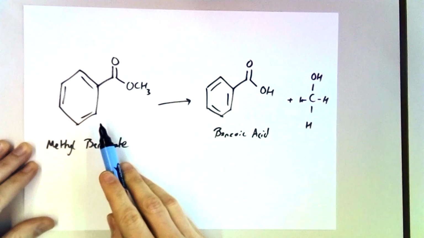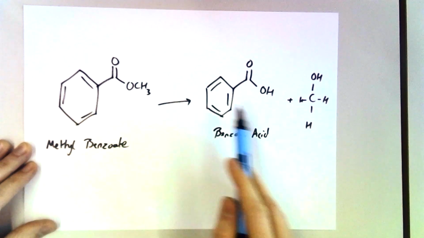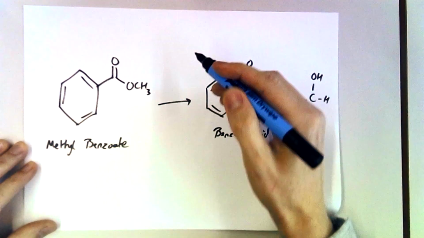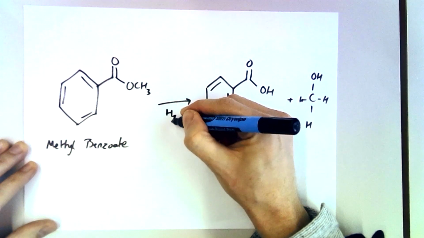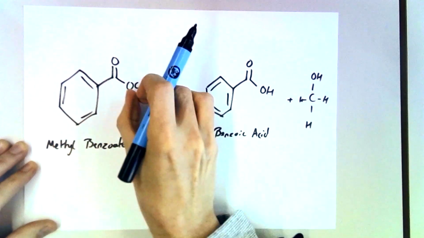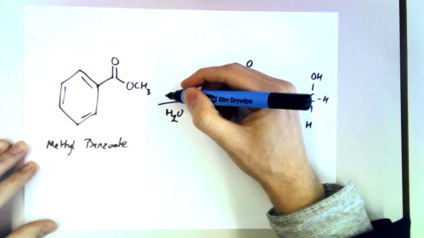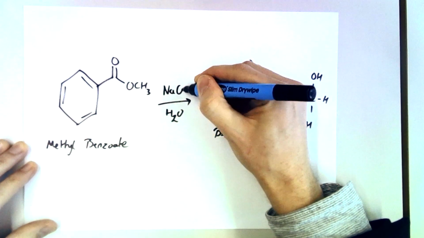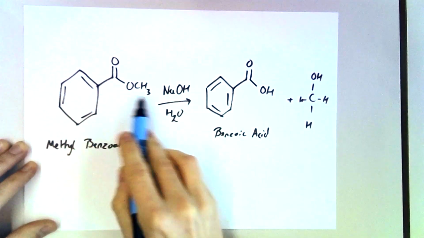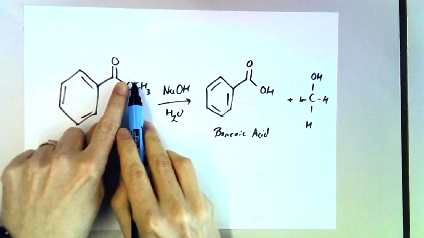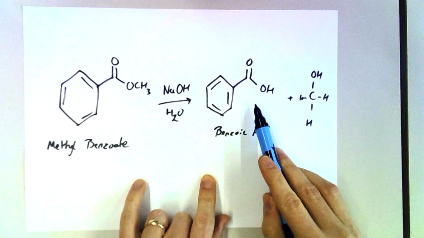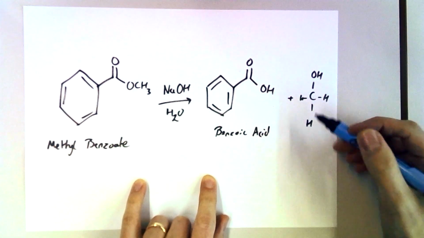Methyl benzoate is an ester. And we hydrolyze this by adding water, hydrolysis, water splitting. We can split this ester apart, but it won't do it with just the water alone. We're going to need to add the catalyst sodium hydroxide. So we add the sodium hydroxide and the water. It splits this ester, and we get benzoic acid, and we get this one as well. This is a methanol.